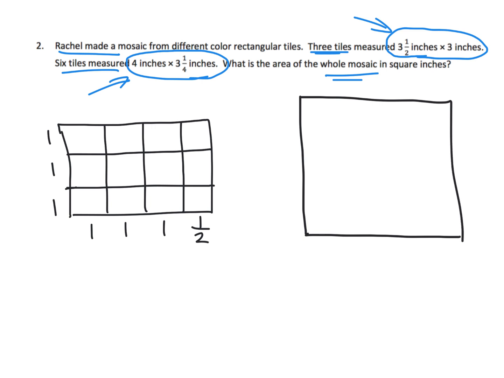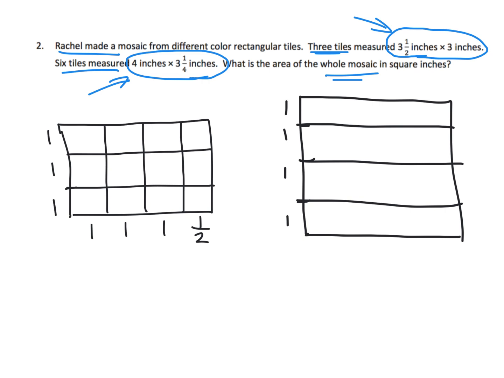So we're going to start by doing the 4 inches. So there's my 4. 1, 2, 3, 4. So there's 1 inch, 1 inch, 1 inch, 1 inch. So there's the 4 inches. Now I have to do 3.25 inches. So that's going to be 1, 2, 3.25. So there's 1, 1, 1, and there's my quarter. So now I've drawn them, and now let's go find the area of each of these tiles.